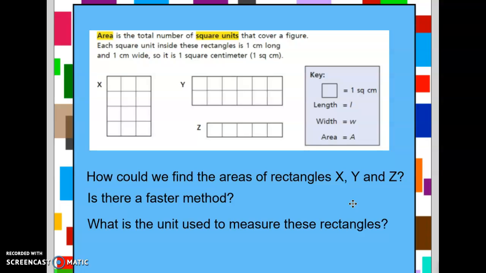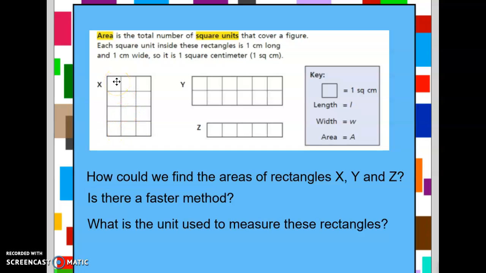Okay, so let's figure these out. There are 3 questions I want you to be thinking about. How are we going to find the areas of each of those 3 rectangles? Is there a faster way? And what is the unit used to measure these rectangles? So let's start with rectangle X again. These are the same shapes of rectangles that we used for our perimeter lesson, but we're going to now measure the area inside. How many squares does it take to fill up this figure?